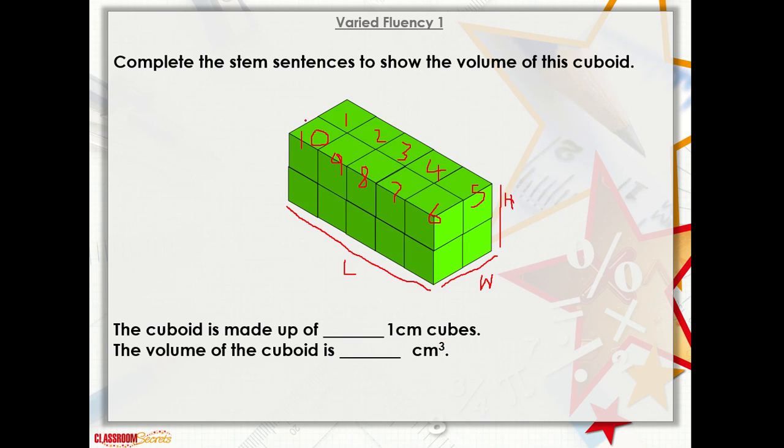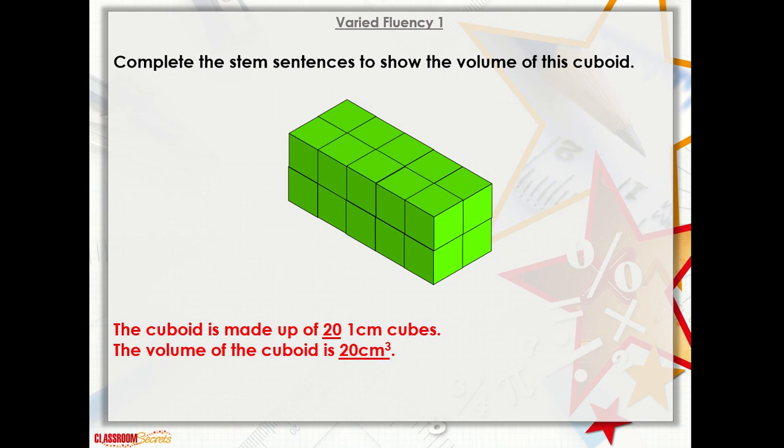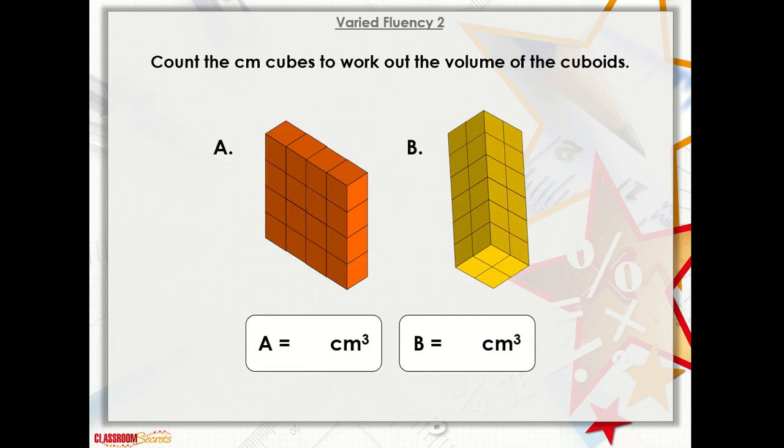Okay, so 10 cubes on the top layer, another 10 on the second layer. So that makes 20 cubes. And there we go, 20 centimetre cubes. So the volume is 20 centimetres cubed. Let's have a look at another example. Count the cubes to work out the volume of these cuboids.